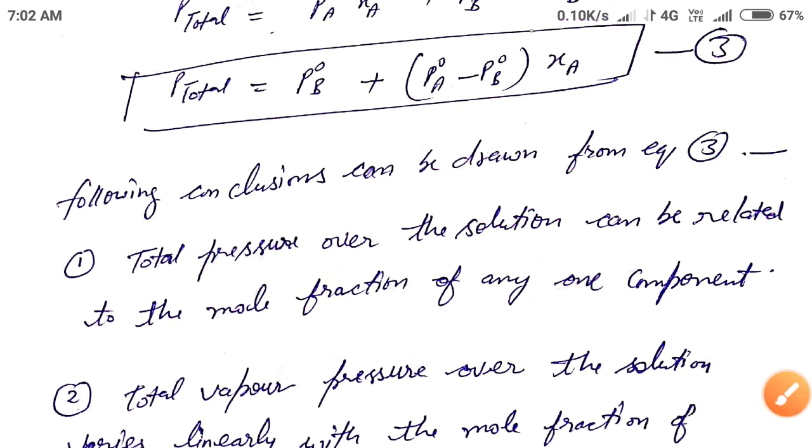In the next video we will discuss the graph of vapor pressure versus mole fraction.